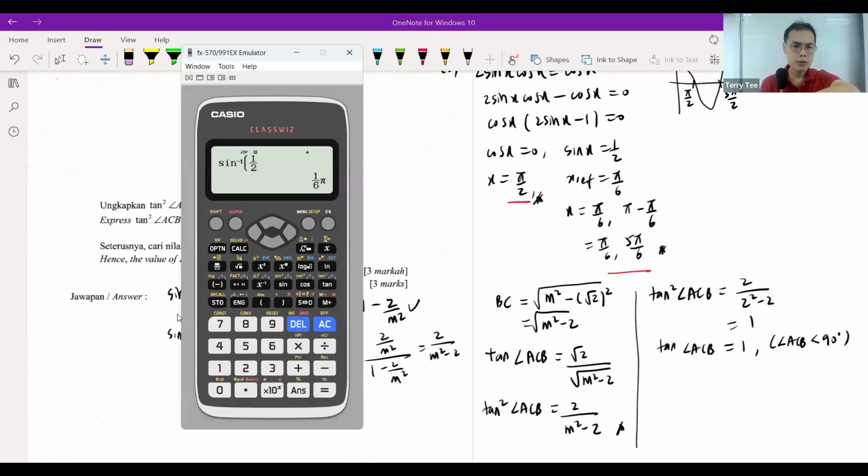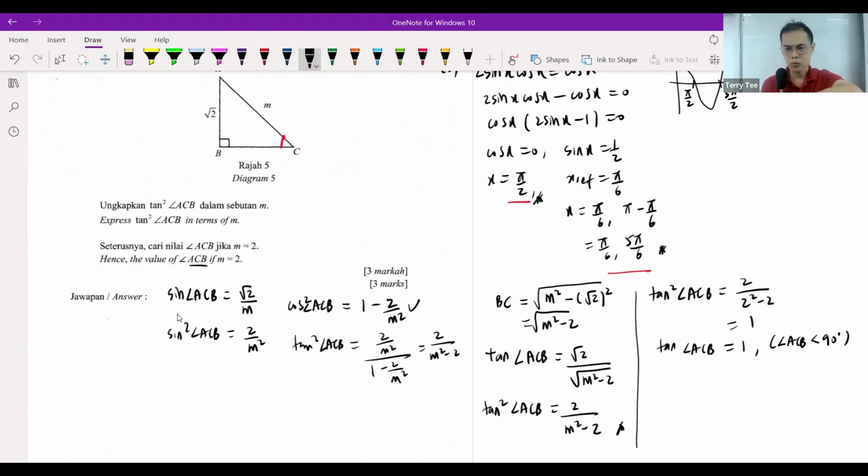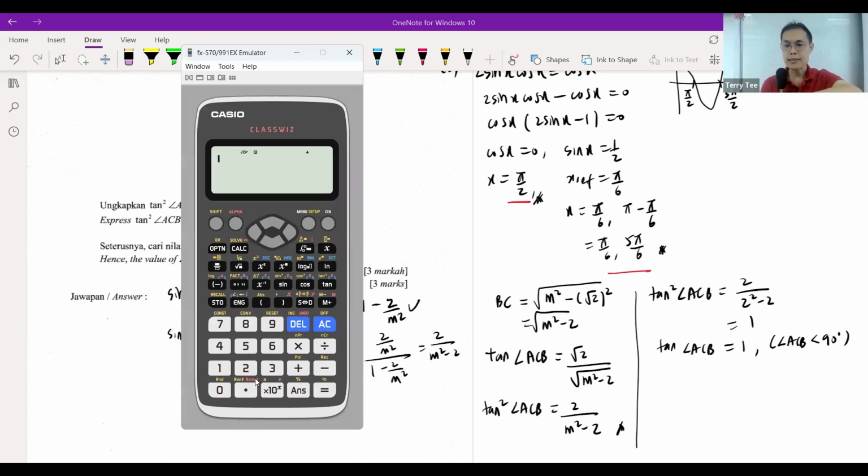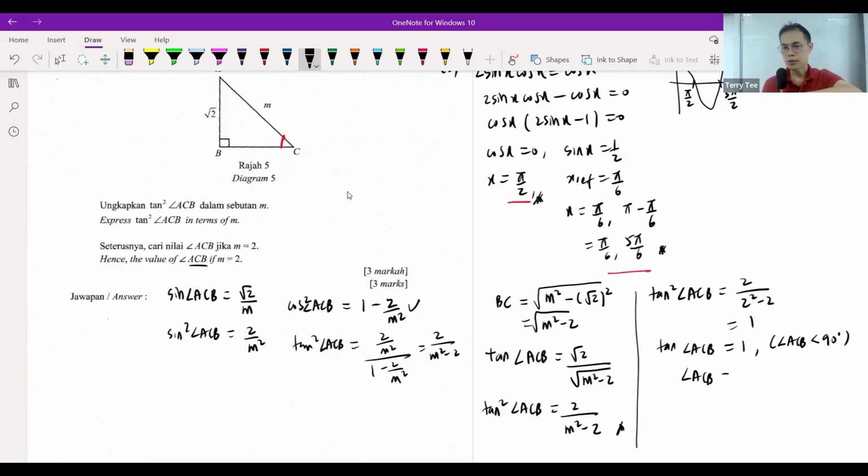But the question didn't say use degree or radian, but normally, I think we can just use degree. Most of the time we use degree for angle if it's given a triangle like this. So I press shift menu, convert your angle back to degree, shift tangent 1 is 45, right? Yep. So angle ACB is just 45 degree.